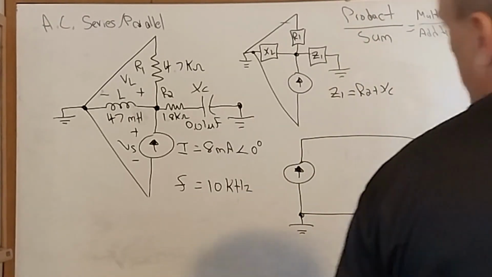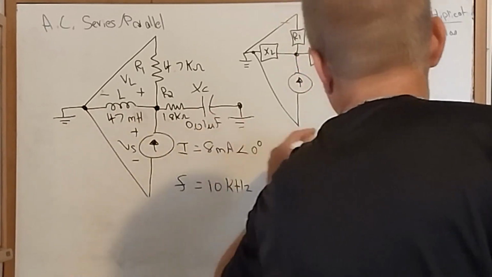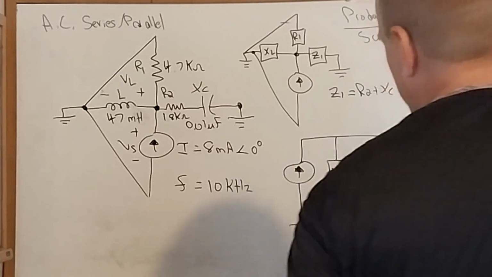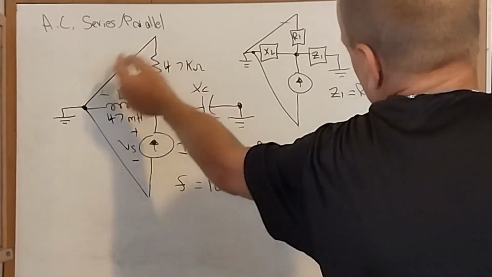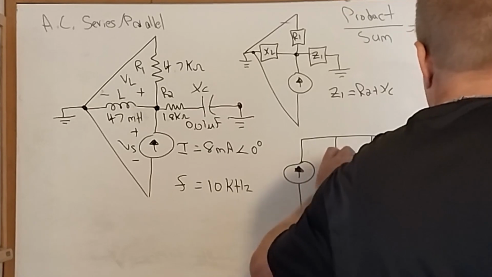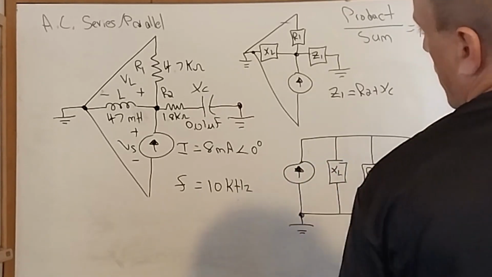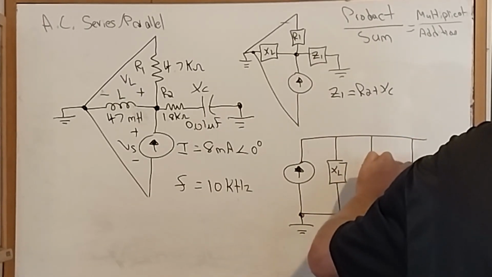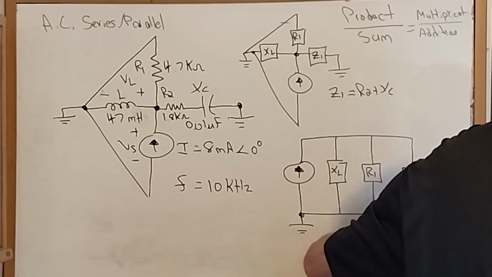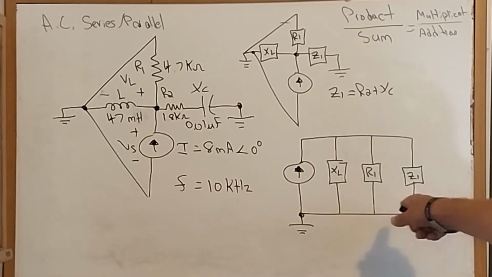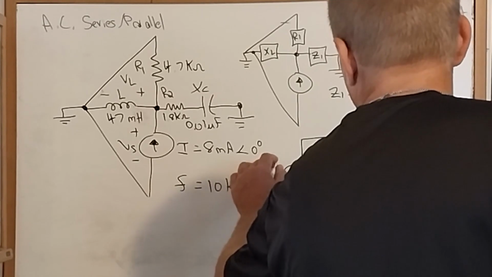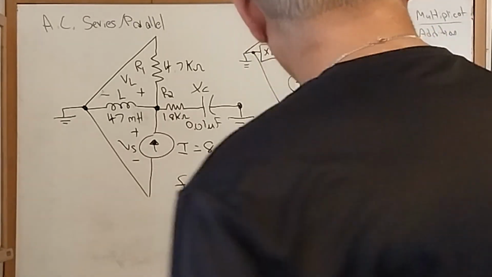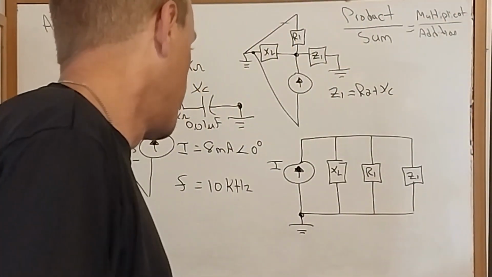So what can I put in between? Well, we have top to bottom on the inductor, and we have top to bottom on the resistor, and we have top to bottom on Z sub 1. And you notice all three of these elements are in parallel with the current source. And above here you see that the product over sum is equal to multiplication over the addition of these values.